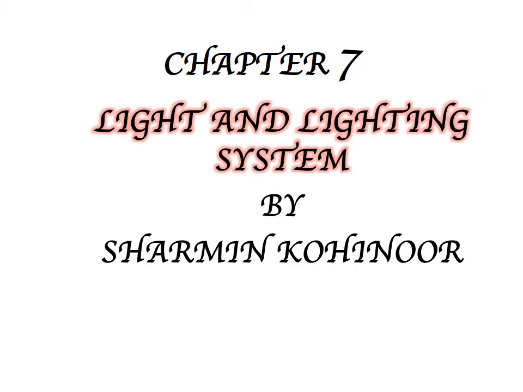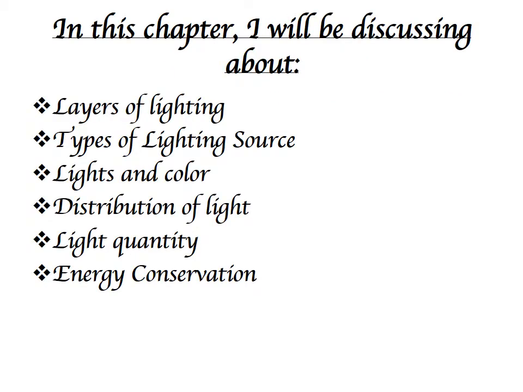Chapter 7, Light and Lighting System, by Sharmin Kohinoor. In this chapter, I'll be discussing layers of lighting, types of lighting source, light and color, distribution of light, light and quantity, energy conservation.